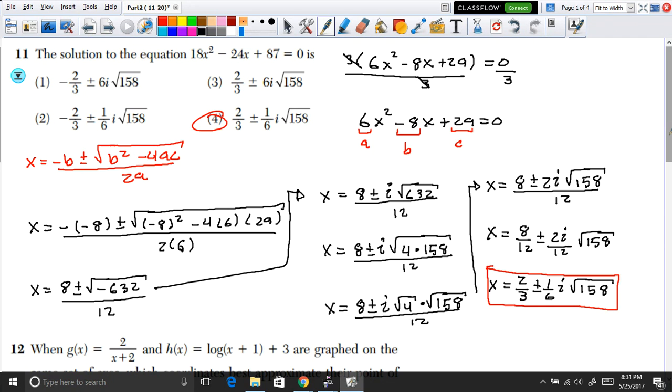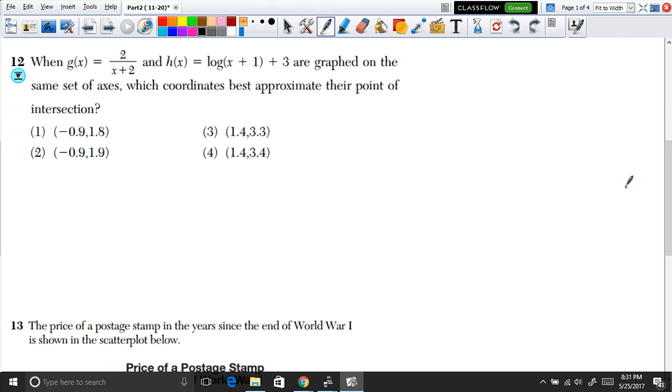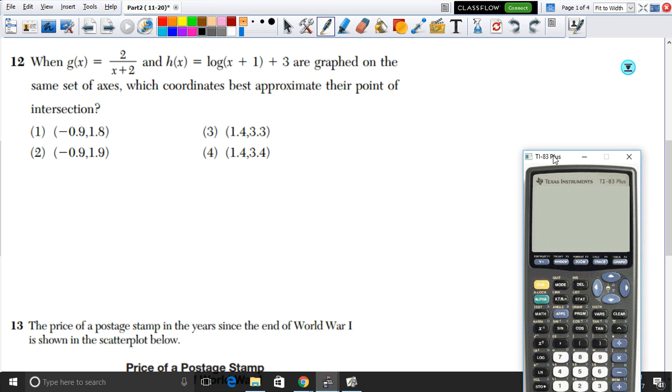Okay, let's look at example 12 now. In example 12, we have the following. It says, when g of x equals 2 divided by x plus 2, and h of x equals the log of x plus 3 plus 3, when they are graphed on the same set of axes, which coordinate best approximates the point of intersection? Well, if we want to see the point of intersection, what we should do is graph it. So let's graph the following here.